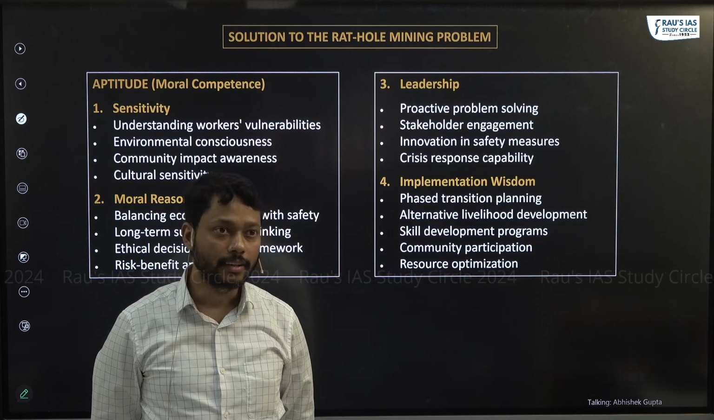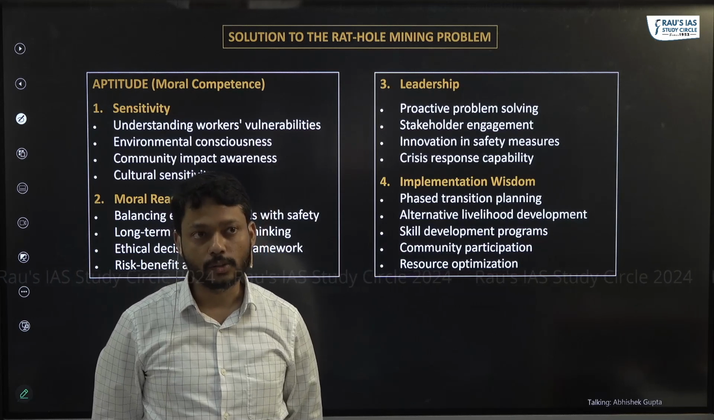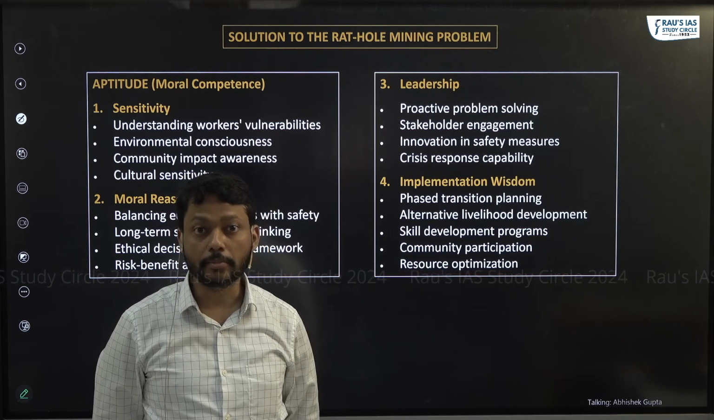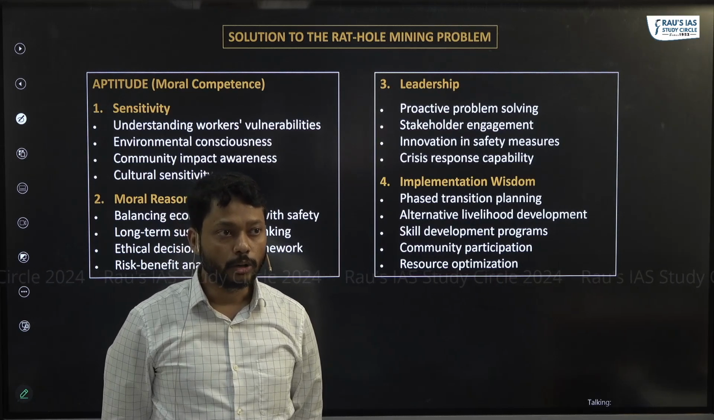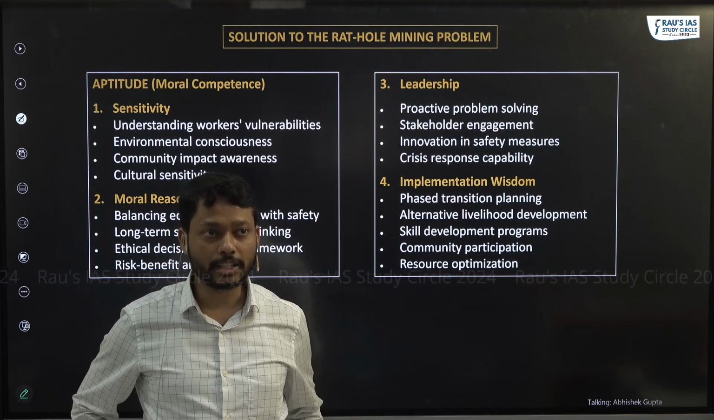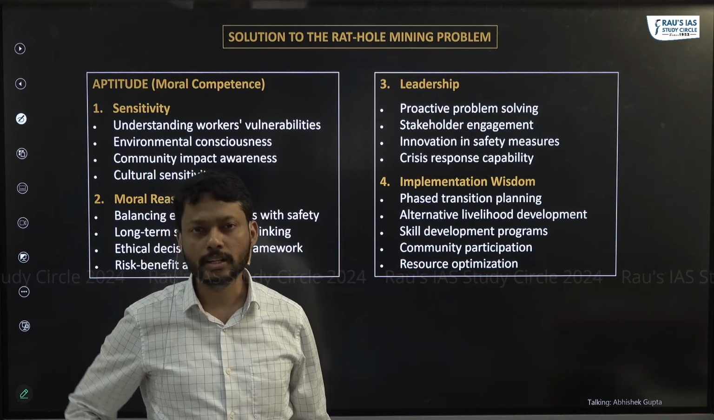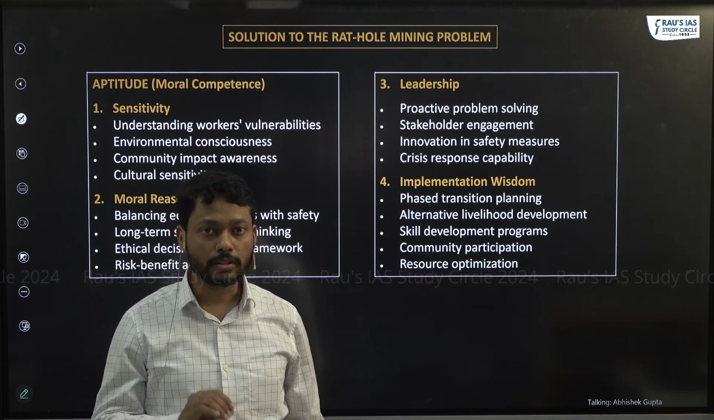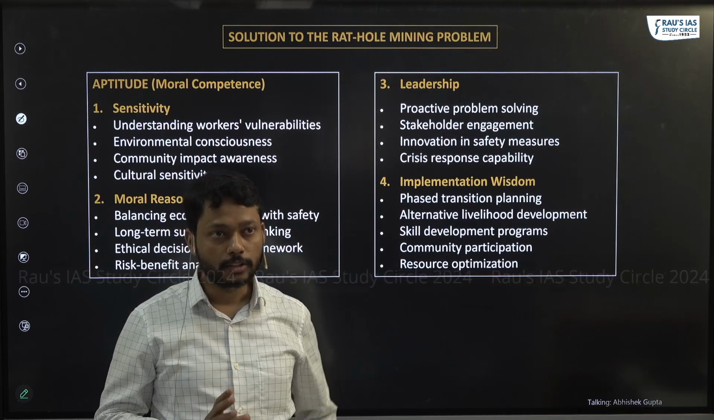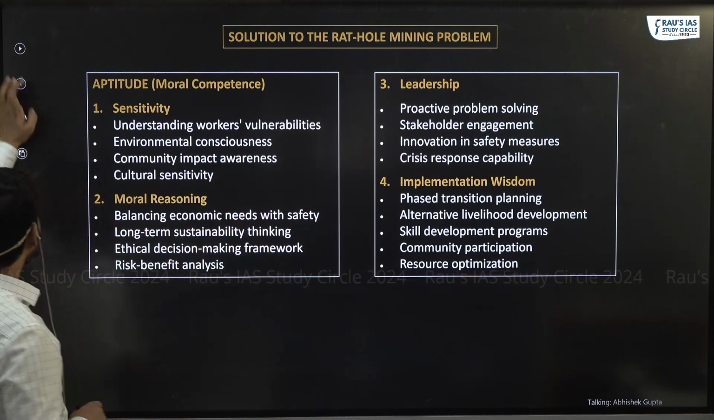Only then is it going to work out. Otherwise, without aptitude, ethics and integrity remain weak. So that should be the answer, whether they ask what you will do, or what will be the course of action, or what policy measure will you recommend. All the answers would be based upon these ideas. That finishes our discussion of the first article.